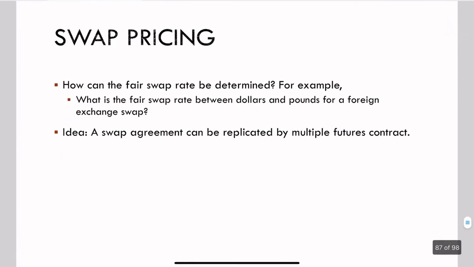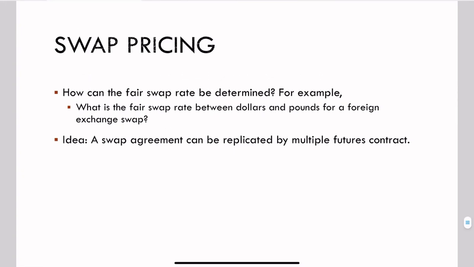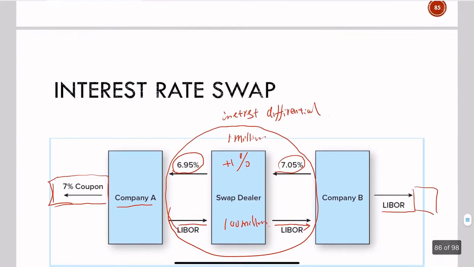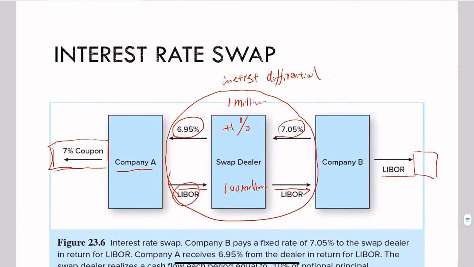Okay, last, let's talk about swap pricing. So a very obvious question is how this swap rate is determined, right? So here we will focus on foreign exchange swap, and we will want to find out what is the fair swap rate between dollars and pounds. The methodology can also be used in this interest rate swap. That is, what is the LIBOR rate should be exchanged for the interest rate.